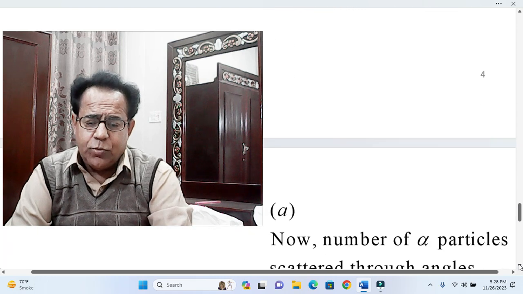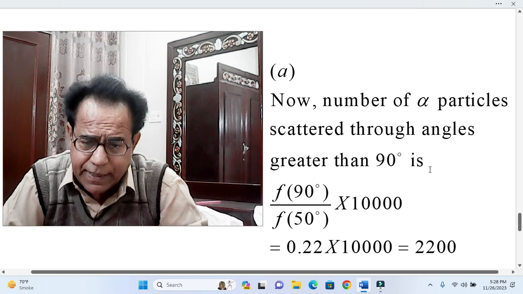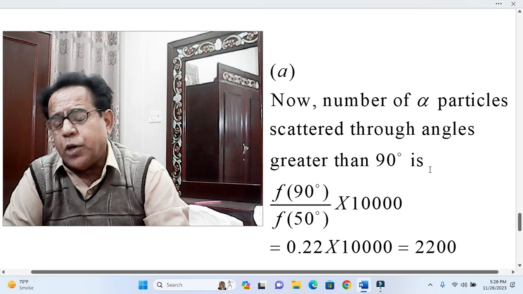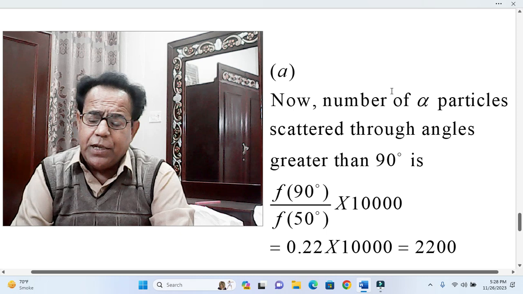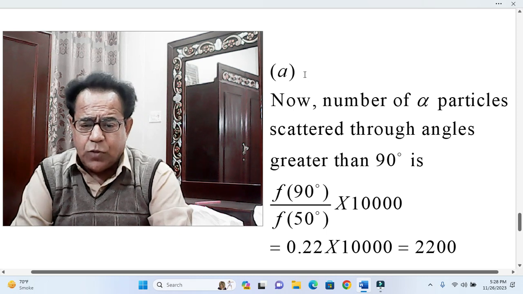Next, dear students, now the actual part A starts from here onward. This portion was common for both parts A and B. Now we are coming towards part A.